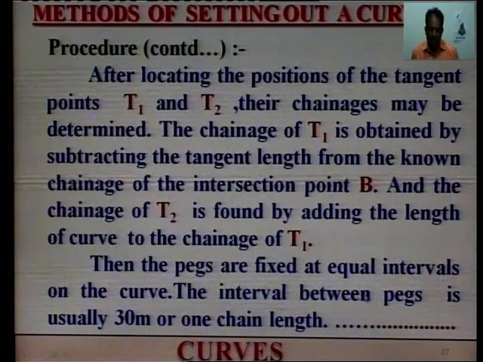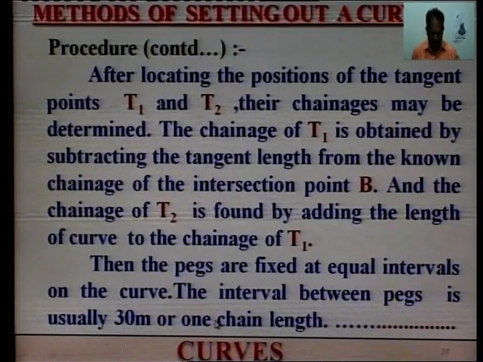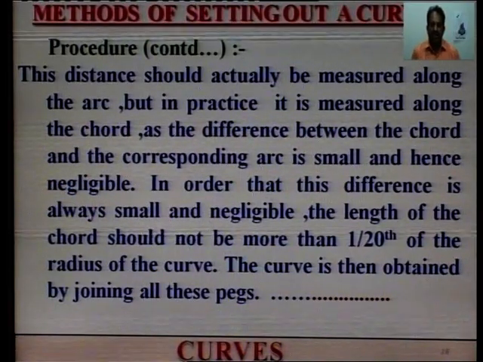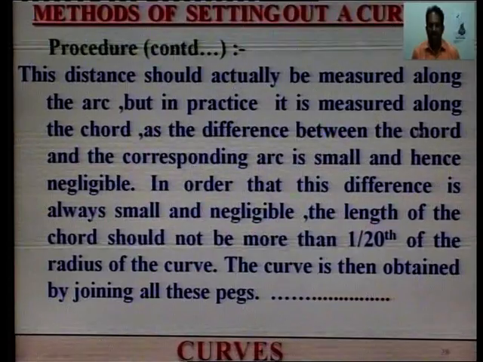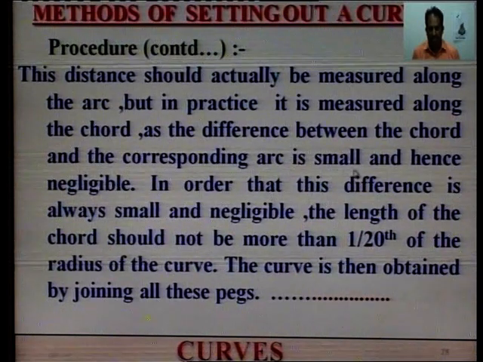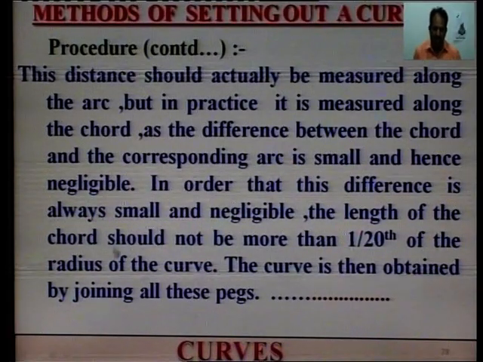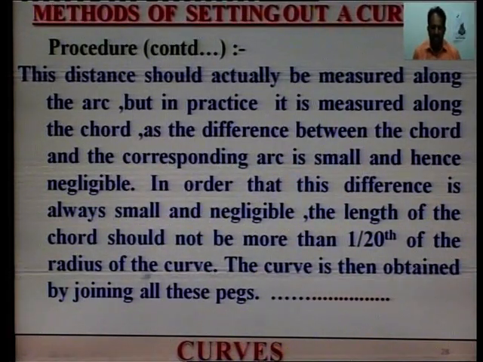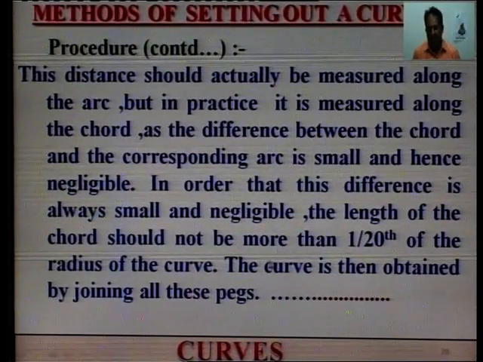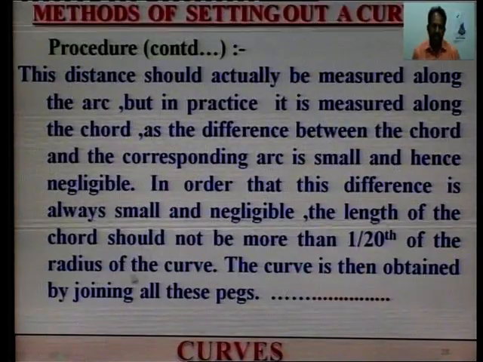on the curve. The interval between pegs is usually 30 meter or one chain length, whichever may be. Thus, this distance should actually be measured along the arc, but in practice it is measured along the chord, as the difference between the chord and the corresponding arc is small, and hence it is negligible. In order that this difference is always small and negligible, the length of the chord should not be more than 1/20th of the radius of the curve. So, this is a very important point.